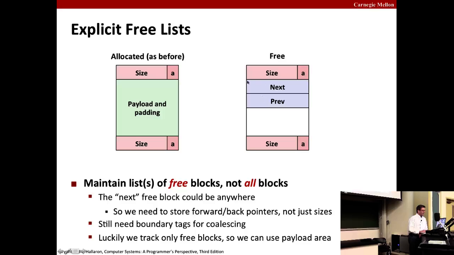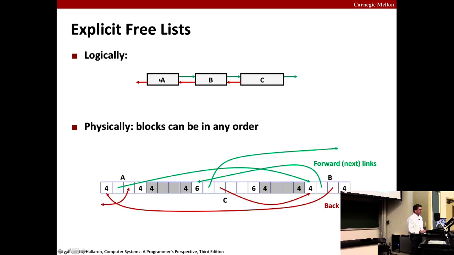Free blocks, though, the allocator's not allowed to touch anything inside the payload of an allocated block, but free blocks are free, right? Nobody's using them, and so the allocator can put the pointers that implement the data structure inside what was the old payload. So logically, this is just a simple doubly linked list that you've all seen before, but actually.